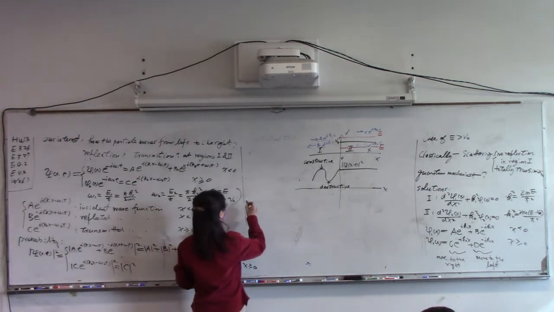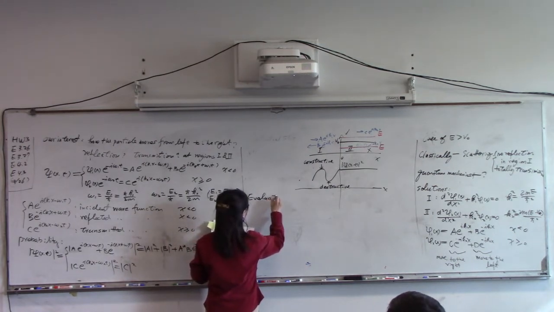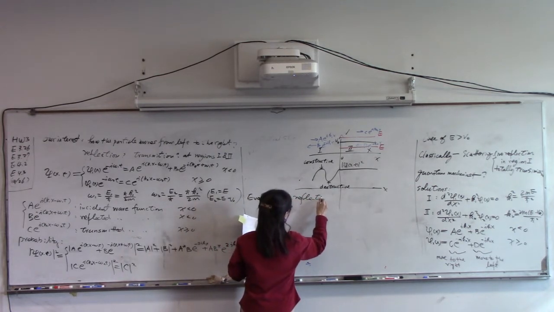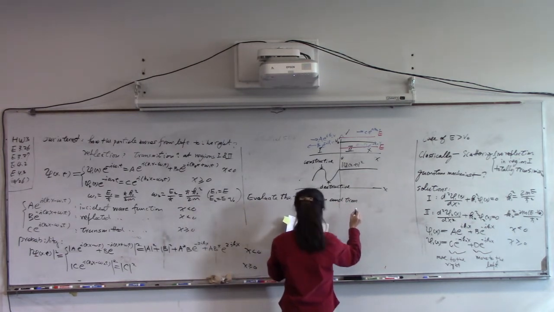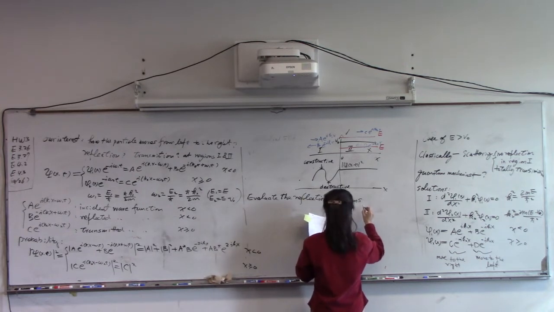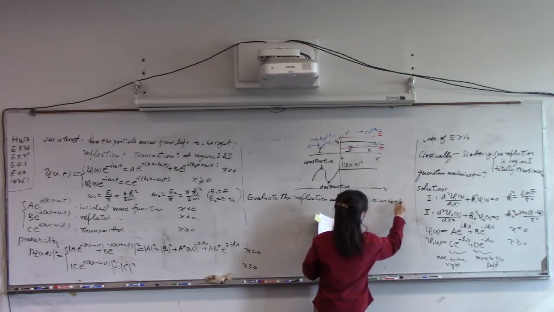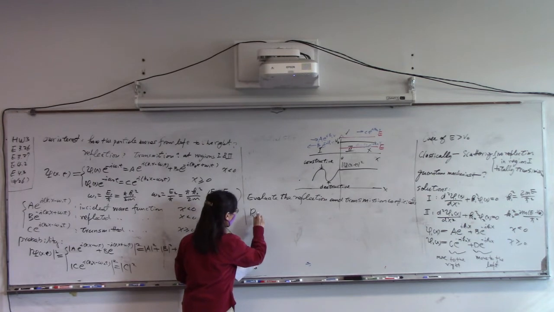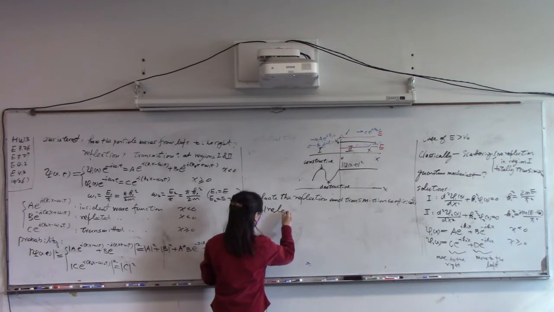Now we go to see this transition. Now we are going to evaluate the reflection coefficient. We're going to discuss this. First, the definition: the reflection coefficient means the ratio of the reflected.